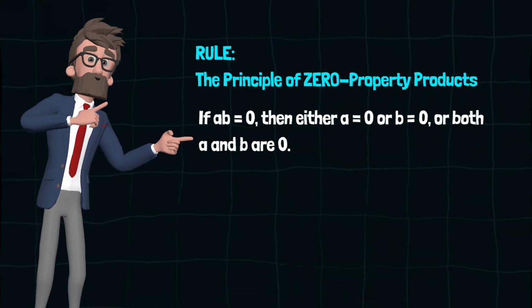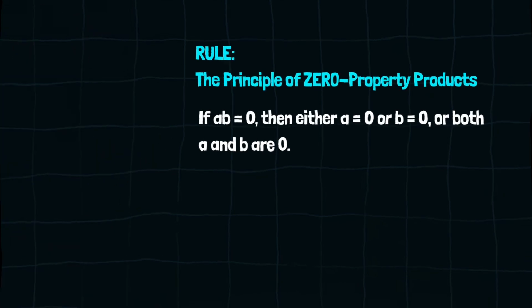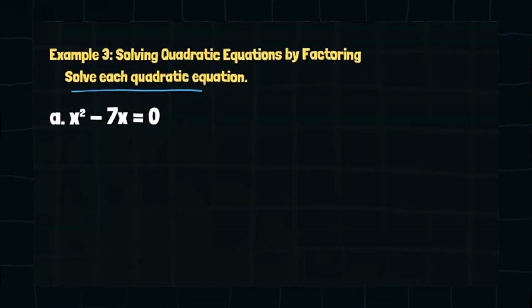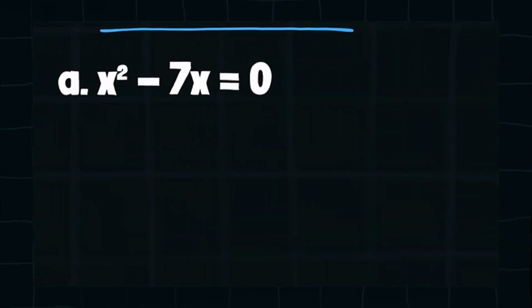For us to apply the rule, let's have the following examples. Let us solve each quadratic equation. The first one would be x squared minus 7x equals 0. Since our method is factoring, we have to factor the given quadratic equation. The way we do that is to get the common factor of the left side of our equation.